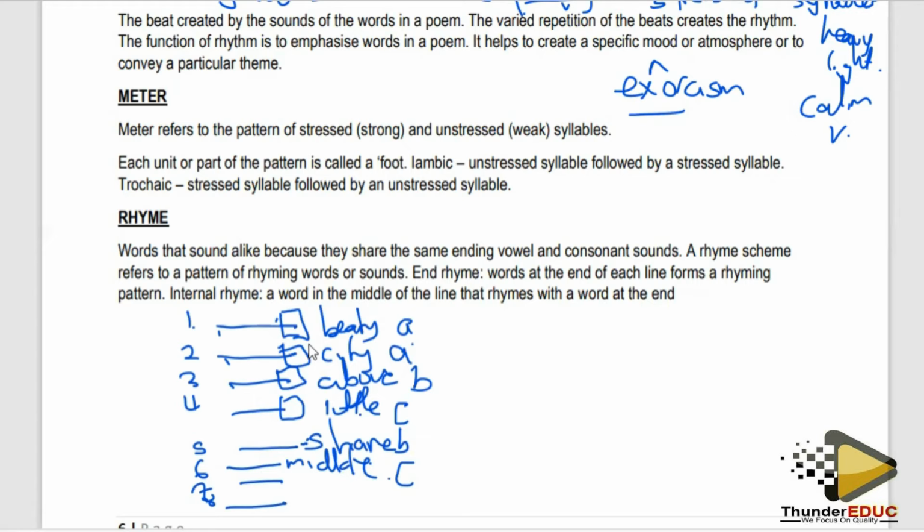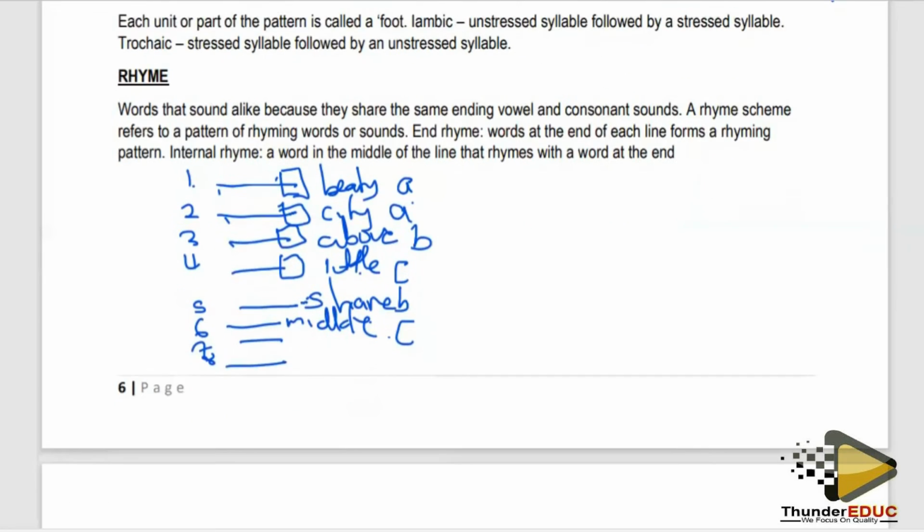So that's what we mean with a rhyme scheme. We always find a pattern in the end words, or end vowel sounds or end consonant sounds, and that's when you create a rhyme scheme. It needs you to focus on the last words in each line of each stanza, and then you'll create a proper rhyme scheme.